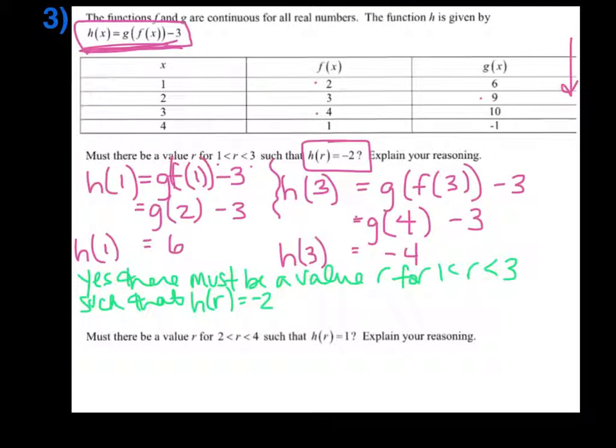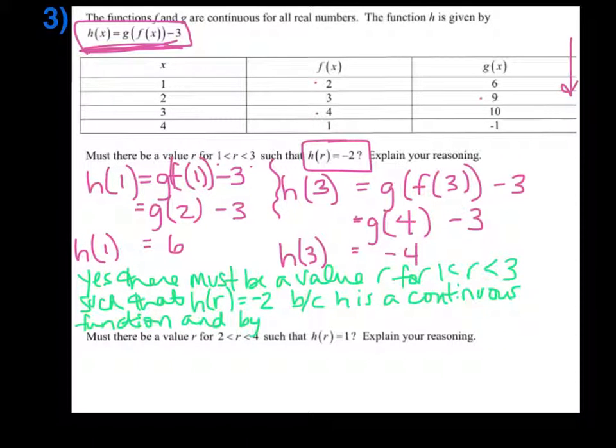Okay, now I'm going to get into my reason. Because h is a continuous function and by IVT, so I always have to state the theorem, and now I'm going to give my interval. So I'm going to say h of 1, which is 6, of course, was bigger than negative 2, which is greater than h of 3, which is, of course, negative 4. So there it is. That's the complete answer and reasoning and interval.